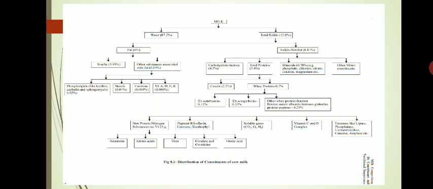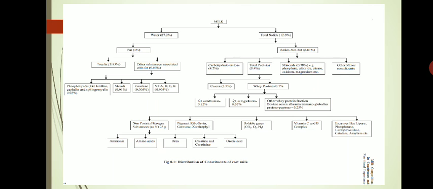Then besides fat, it also contains solid not fat. It comprises around 8.81%, and in that it contains the carbohydrate lactose. Lactose is the principal sugar present in milk. Besides that carbohydrate, it also contains total proteins. They comprise around 3.4%. Then minerals are present in very trace amounts, such as phosphate, chloride, citrate, calcium, magnesium, etc. And solid not fat also contains other minor constituents.